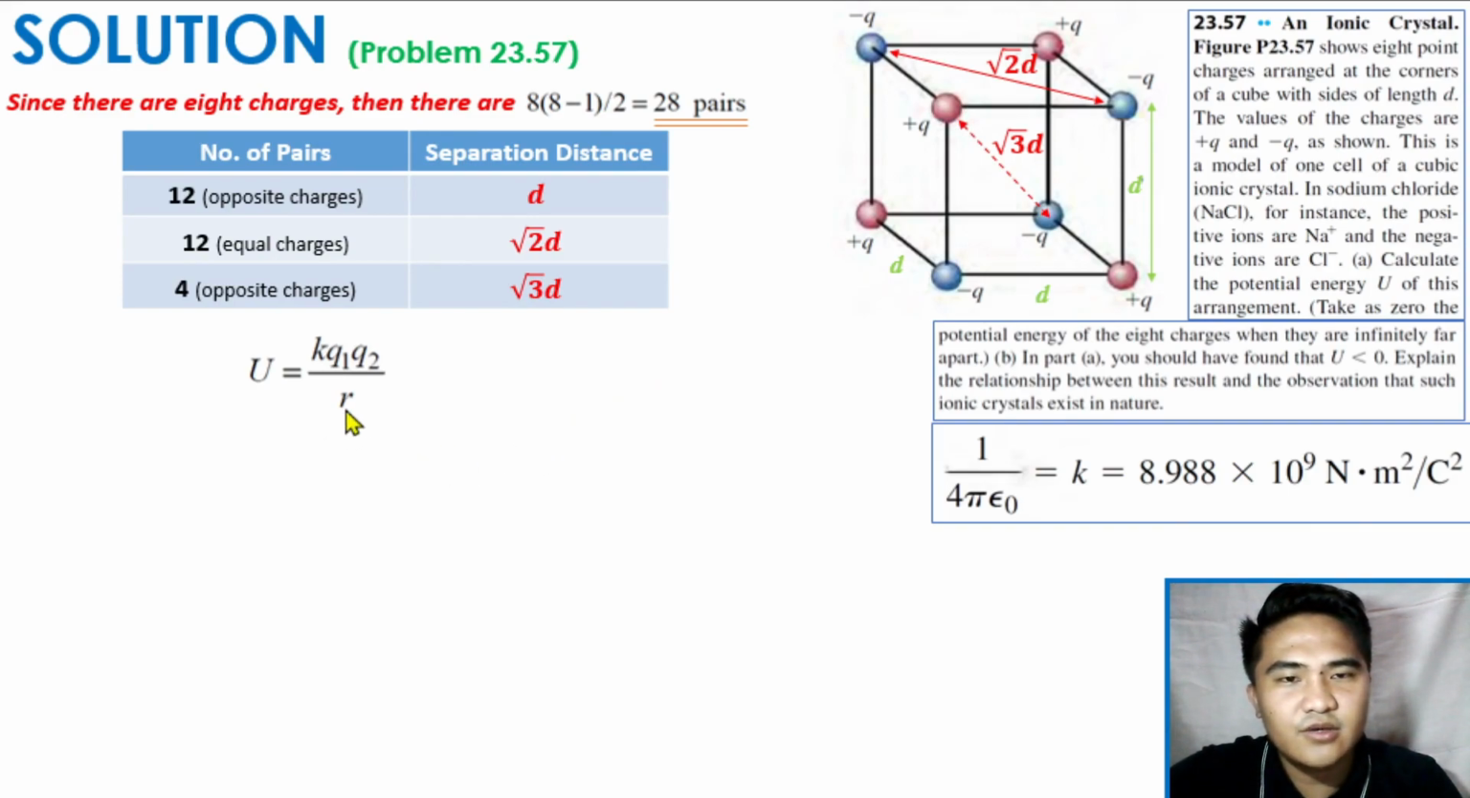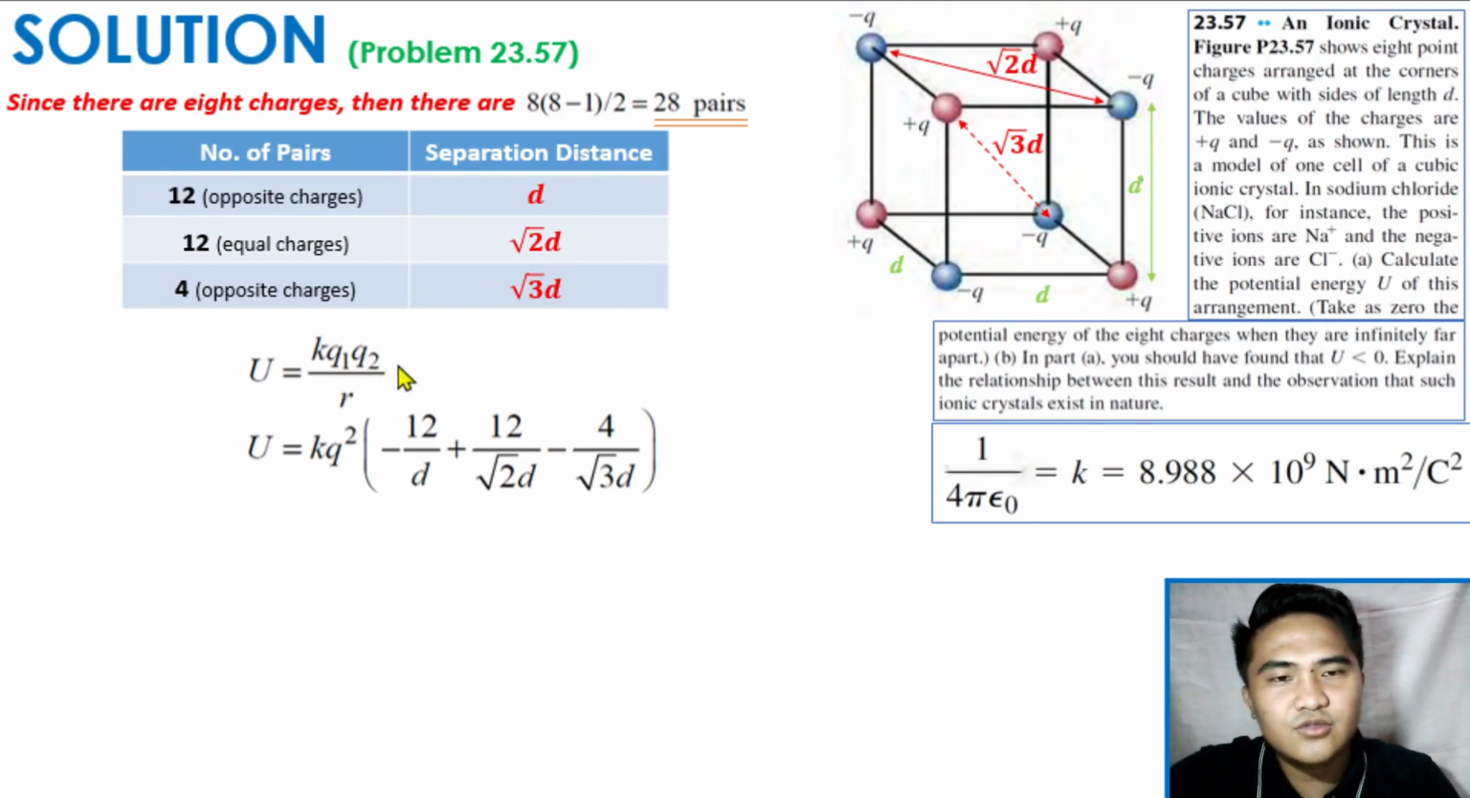Now, to answer the problem, we will use the potential energy formula: K multiplied by the product of the two charges over the separation distance R. We will get the summation of all the potential energy of the pairs. To get that, we will substitute the values. Since the two charges are of the same magnitude, we have q squared here, and we will substitute the separation distance R. For opposite charges, we have negative. For equal charges, we have positive. And again, for opposite charges, we have negative.